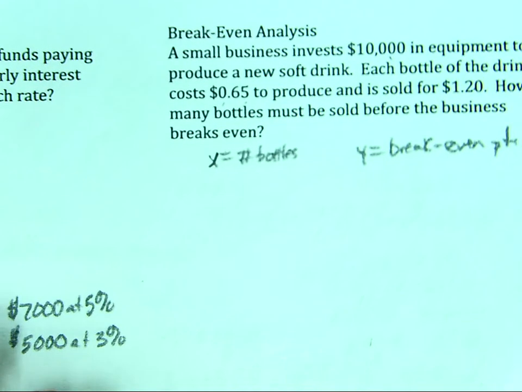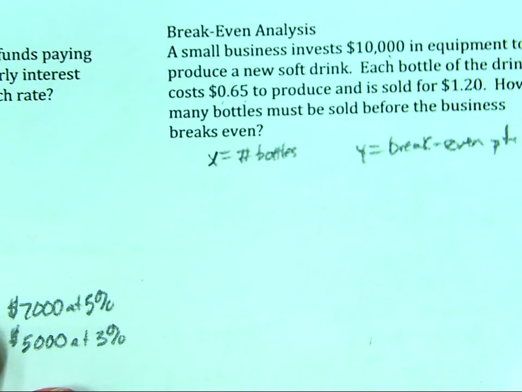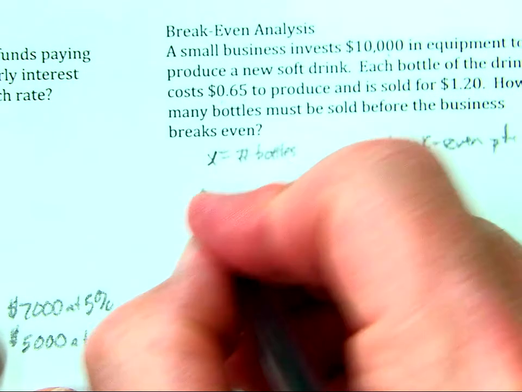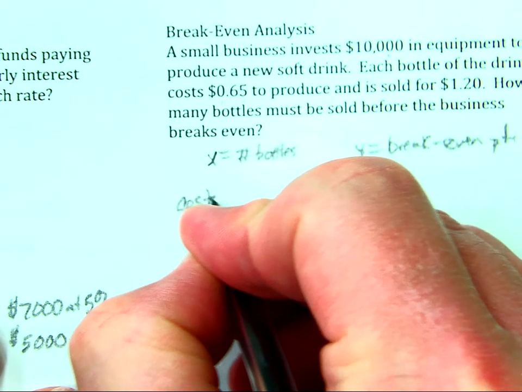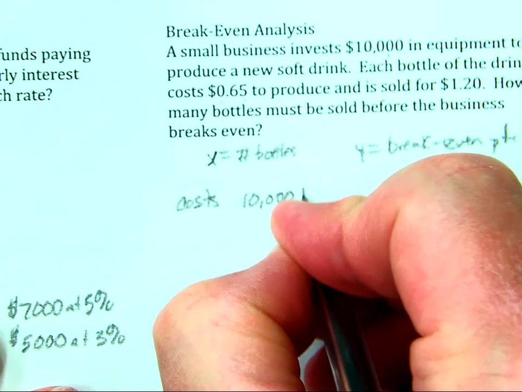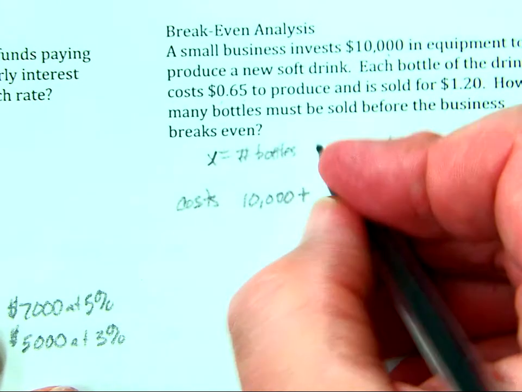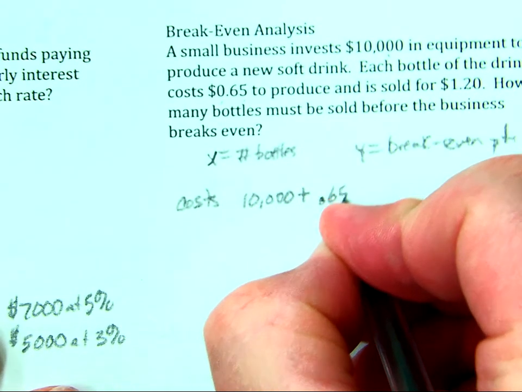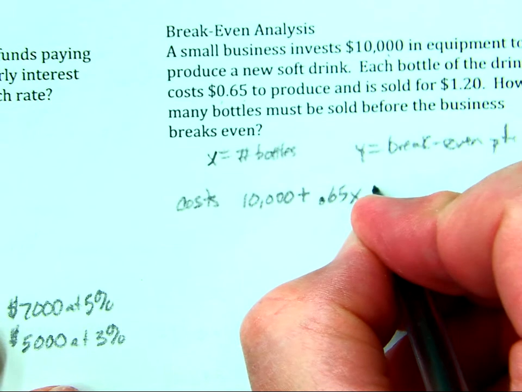Now we want to make two equations. One for our costs. Well, our cost, we initially spent $10,000 plus it costs us 65 cents a piece for each of our X bottles.